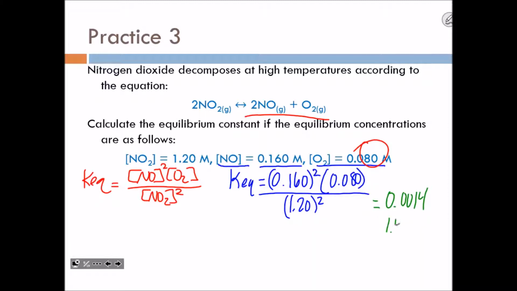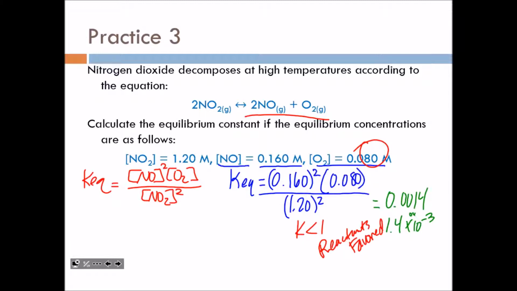0.0014 is correct. In our calculators too, you might see it as 1.4 times 10 to the minus 3. Either is fine. K values do not have a unit that goes with it. We don't put a unit on it. So in this case, K is what? Greater than, no, K is less than 1, right? K is less than 1. So what does that tell you about the equilibrium position? It is on the reactant side. Reactants are favored. Very good.